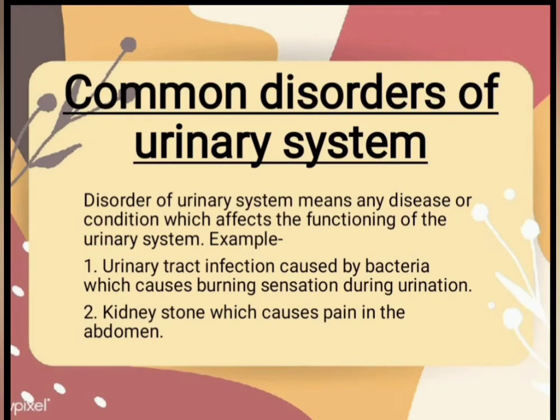One more disorder of the urinary tract is kidney stones. Kidney stones are small masses of salts and minerals that accumulate inside the kidneys and may travel down the urinary tract. You might have heard the word kidney stones as it is common these days. If somebody has a stone in the kidney, then they might experience blood in the urine and pain in the abdomen.